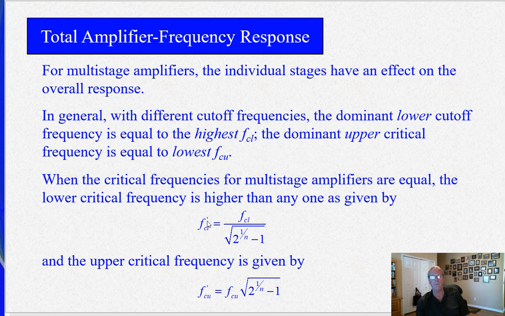So FCL prime, which is the composite lower critical frequency, is FCL of both of them, because they're both the same, divided by the square root of 2 to the 1 over n minus 1, n being the number of stages. So you could have 2 stages, 3, 4, it doesn't matter. That number corresponds to the number of stages. So if it's a 2-stage, the n would be 2. Same thing for the upper critical frequency, FCU, times the square root of 2 to the 1 over n minus 1, okay?